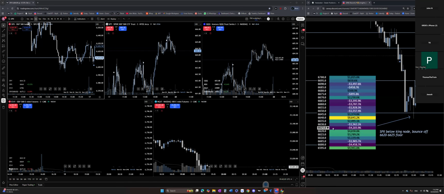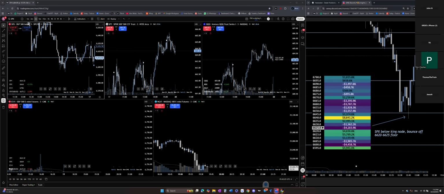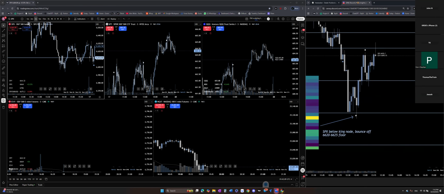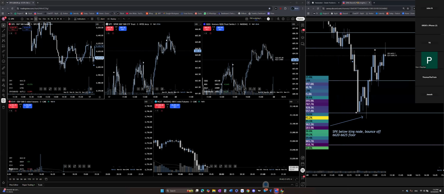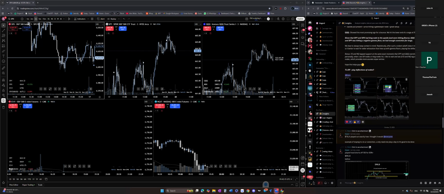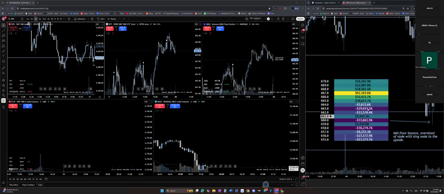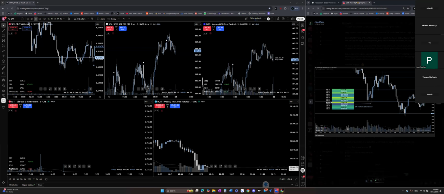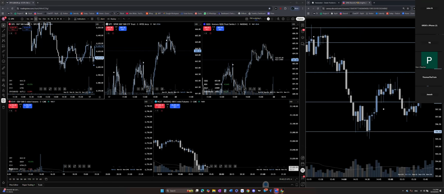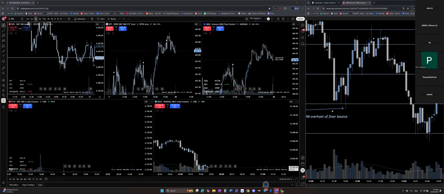We had this node at 6625 that was acting as a floor. We did have downside accumulation. We had upside as well. So the idea was to play the stop hunt here off of the overshoot of 6625, which is actually 620. But because SPY and QQQ were showing floors at 660 and 598, it was a perfect spot to enter calls.